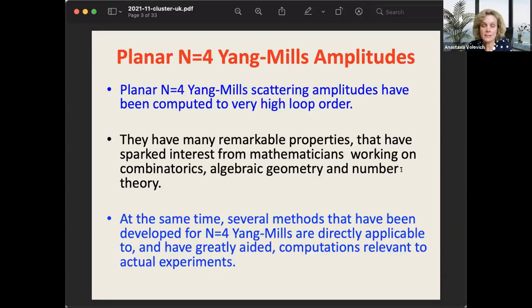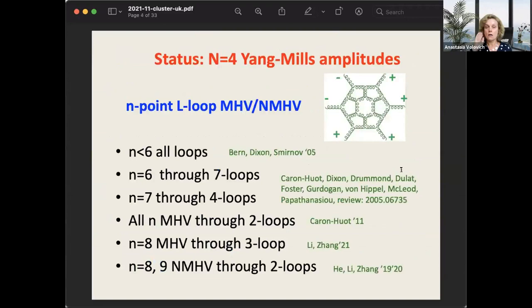Okay, so from physics point of view, one is interested in these scattering amplitudes. So now a couple of slides about physics results. So what's known about this theory? So we are looking at scattering amplitudes. So scattering amplitudes are characterized by number of points, number of loops, and the helicity structure.